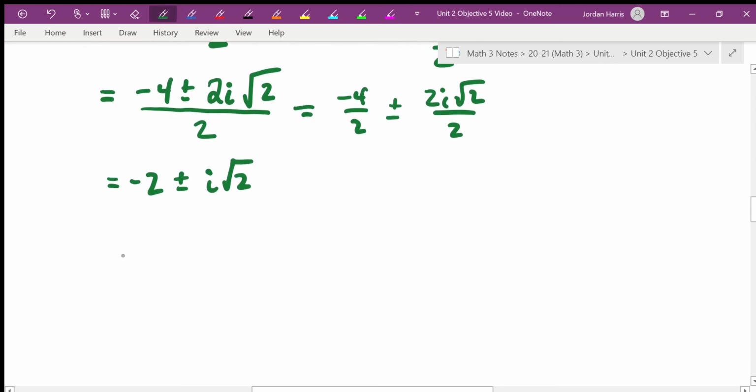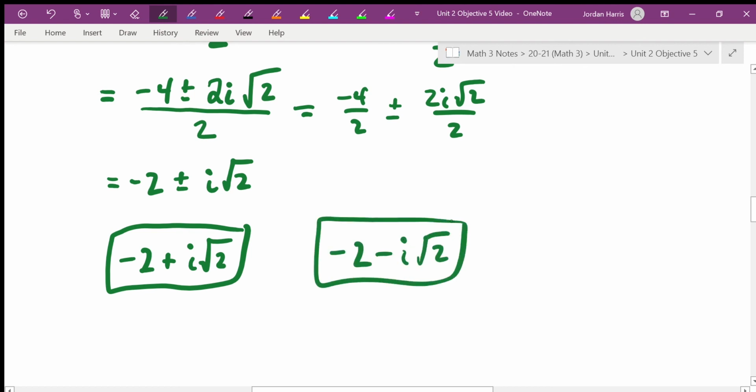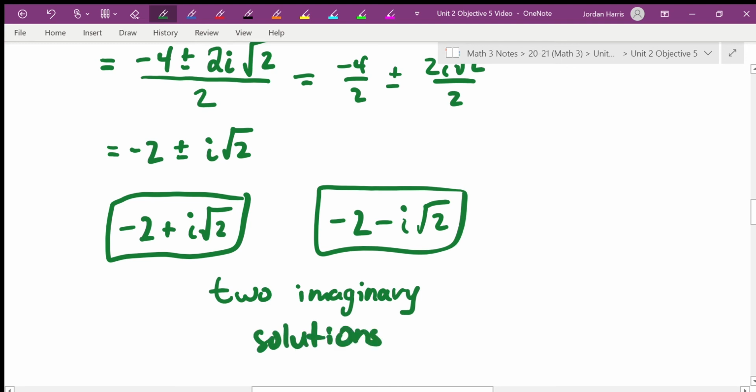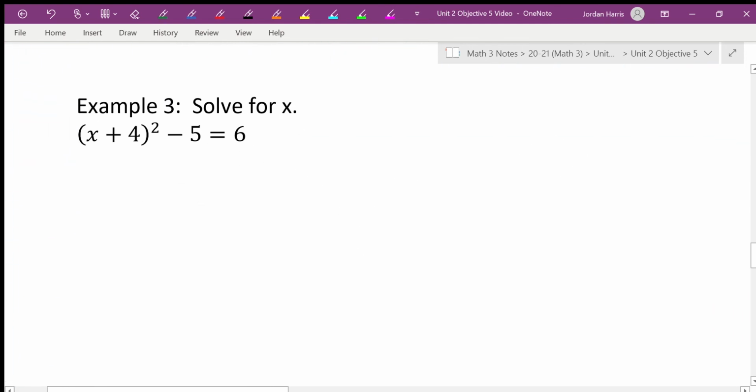And once again, we're going to write out the 2 solutions. Negative 2 plus i root 2. That's my first solution. And negative 2 minus i root 2. And that's my second solution. So they both have i's, so this time I end up with 2 imaginary solutions. I'll tell you that it's not as important this time because we're usually going to end up with 2 real or 2 imaginary, but in later lessons, being able to pick out which one's which is important.